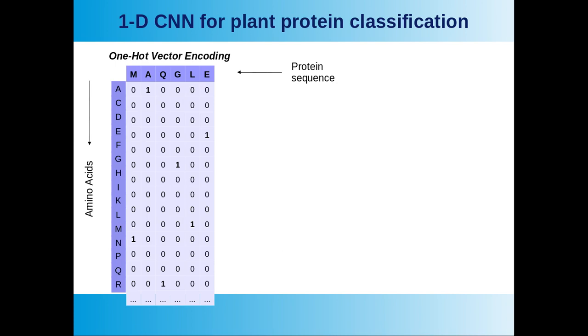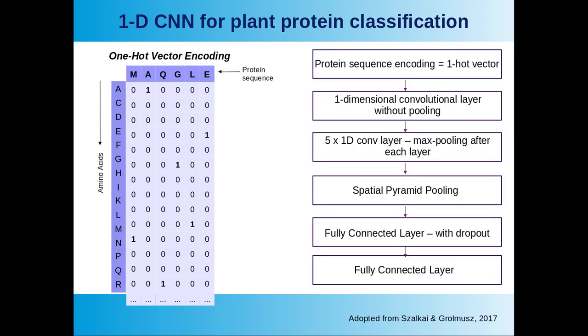The aim of my project is to develop a 1D convolutional neural network for the classification of diverse plant protein families. A one-dimensional CNN requires that the amino acid sequence is provided as a one-hot vector as shown here. The proposed architecture has been adopted from a previous publication by Szalkai and Grolmusz in 2017.